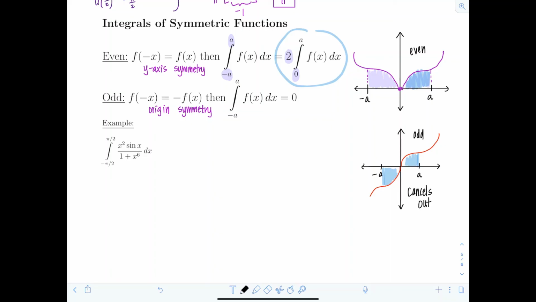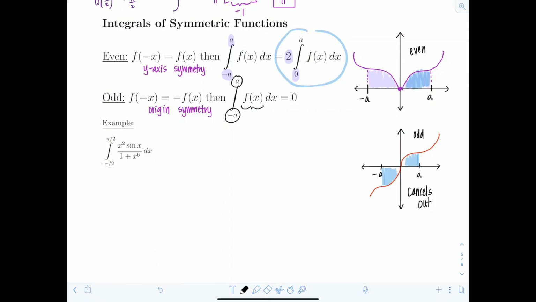So you don't even have to do anything. If you can identify that this function is odd and these limits are the same, that's the thing. A and negative a have to be the limits, like 2 and negative 2. You can't have from like negative 5 to 2. That's no good to you. But then you can just say it's 0, okay?